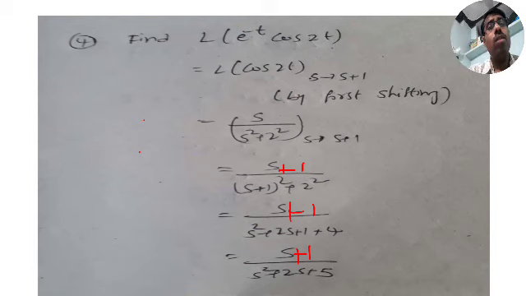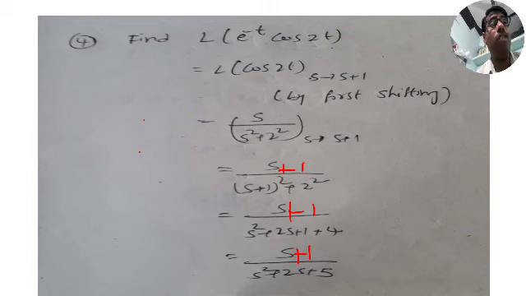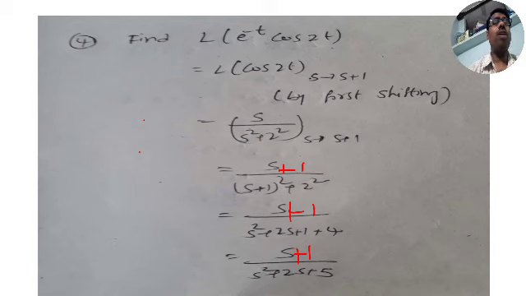So what you get? s by s square plus 2 square. 2 square means 4. At the place of s you have to write s plus 1, that is s plus 1 by s plus 1 whole square plus 2 square. S plus 1 by s square plus 2s plus 1 plus 4, that is s plus 1 by s square plus 2s plus 5. So this is very similar to the third problem. No change here. Very easy problem. Are you able to get it? So third and fourth are very similar. In the third problem it was e power of plus at, now in the fourth problem e power of minus at. That's it. So let us move fast so that we can cover more problems.